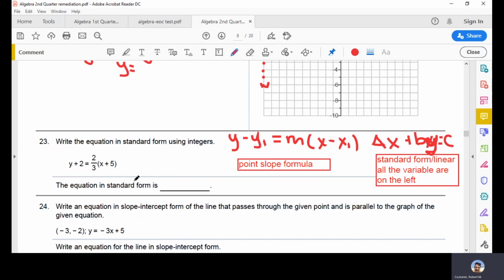So when we do this, all we have to do is move. We're kind of solving, but not really, because we're not actually solving for a variable. We're just using all the rules we have for solving equations to move our variables all to the left hand side and make sure any constants we have are going to be on the right hand side of that equal sign. So the first thing we do when we look at this is we have 2/3. We have to distribute 2/3 to each piece. So we end up with y plus 2 equals 2/3 x.